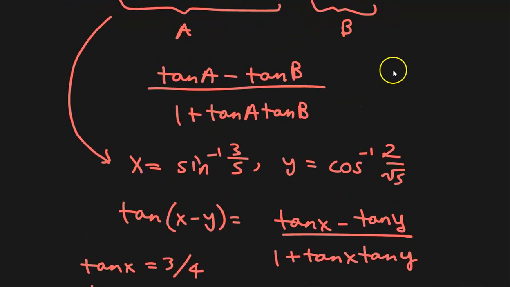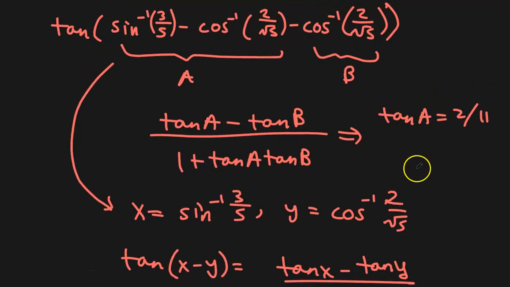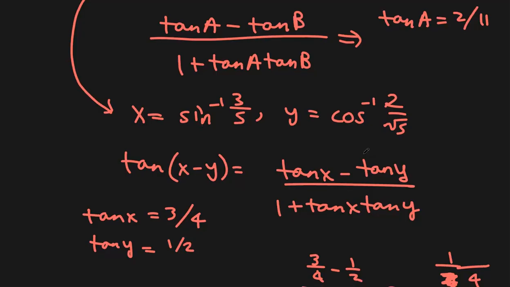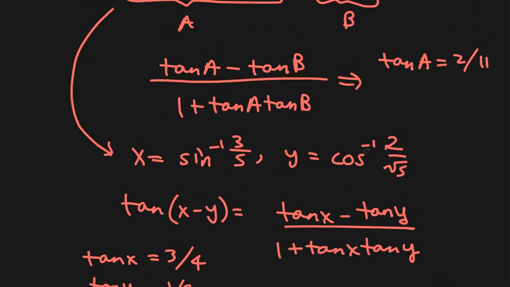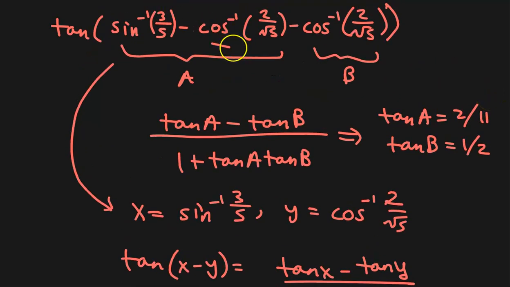That means tan A equals 2 over 11. What about tan B? Well, tan B is actually just going to be the same exact thing as tan of y. So that's 1/2. Because remember that these two things are the exact same. So now it's 2 over 11 and 1/2. We just use the same exact formula once again.